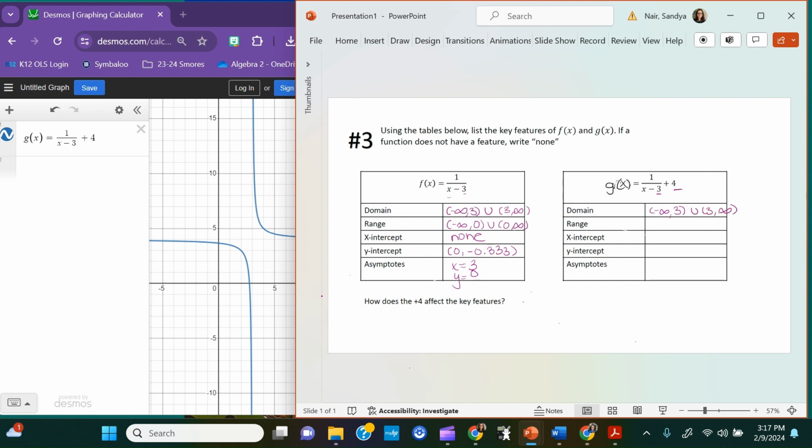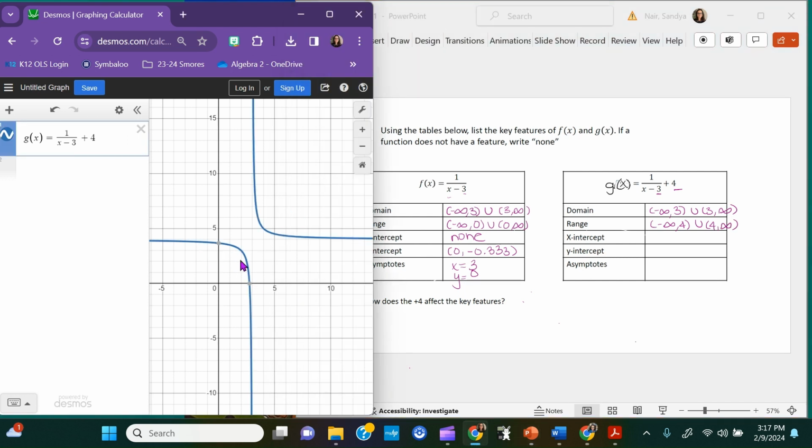The k value is 4. So the range is going to go from negative infinity to 4, and then from 4 to positive infinity, right? You can see that also on this graph here. See how it gets really, really close to y equals 4, and then there's a break, and then it goes from 4 to positive infinity.